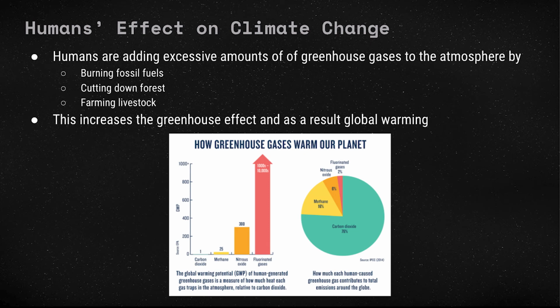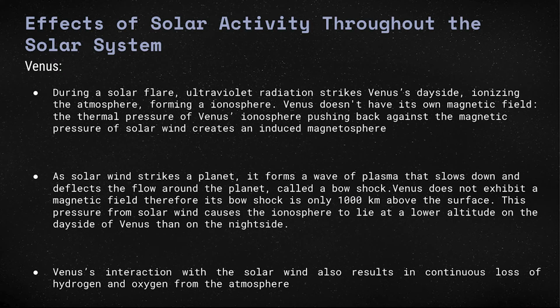The more greenhouse gases that are in the atmosphere, the greater the warming of the greenhouse effect is. According to NASA, since 1750, the warming driven by greenhouse gases from humans burning fossil fuels is over 50 times greater than the extra warming coming from the sun in that same time period. The effects of solar activity from our sun are felt throughout the solar system.